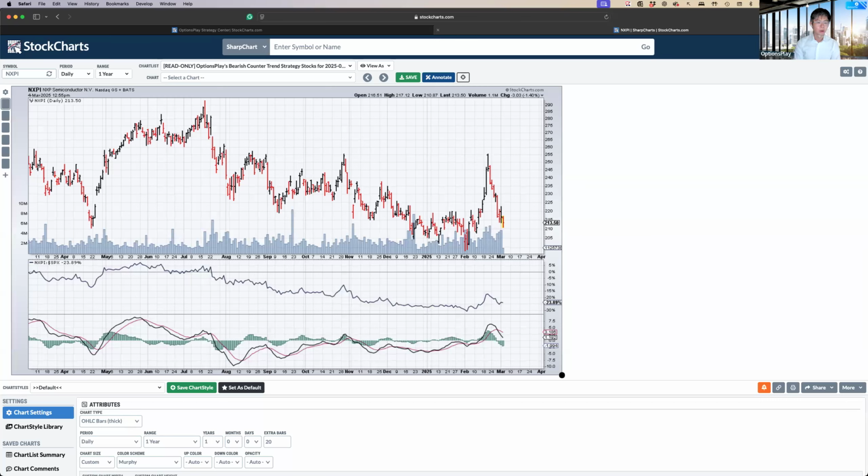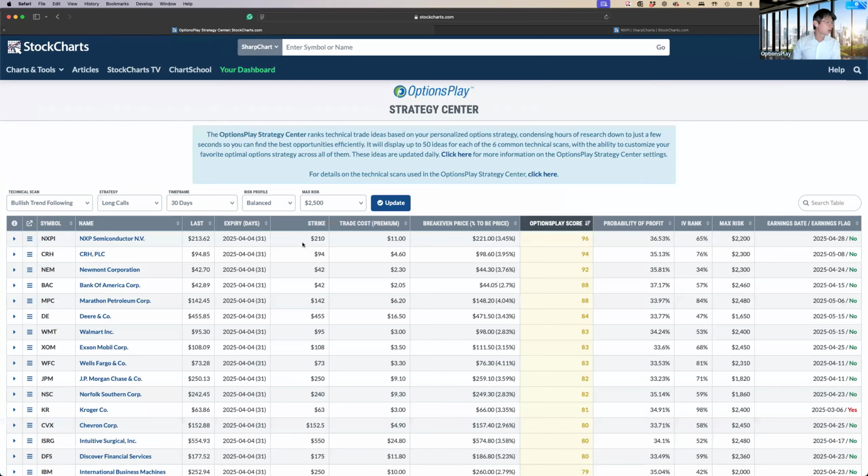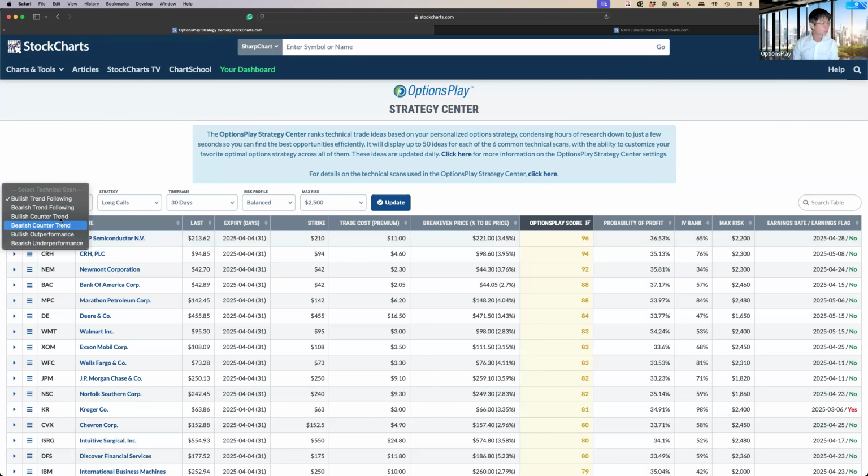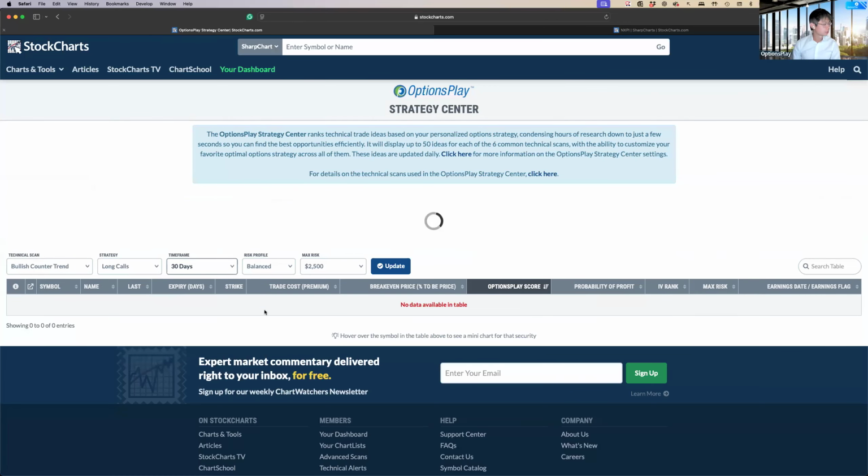Michael's asking, which technical scan corresponds to the iron condor strategy? Great question. Technically, there aren't any technical scans that you can screen for a neutral view. But if you look at when stocks tend to consolidate, they tend to consolidate after big moves up or big moves down. And that's what the counter trend strategies identify, right?